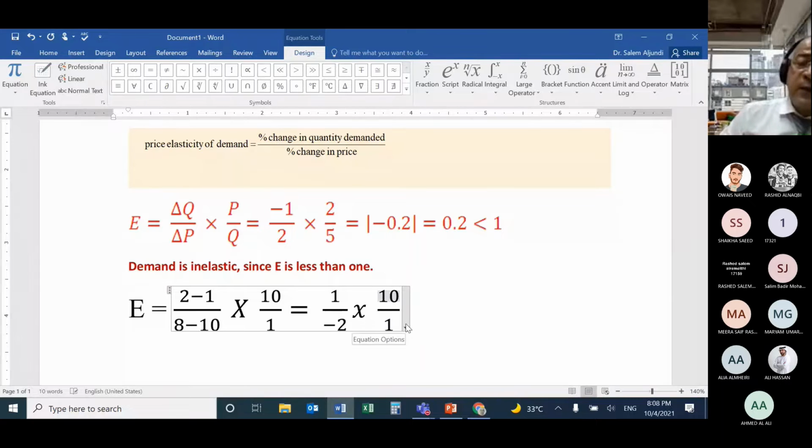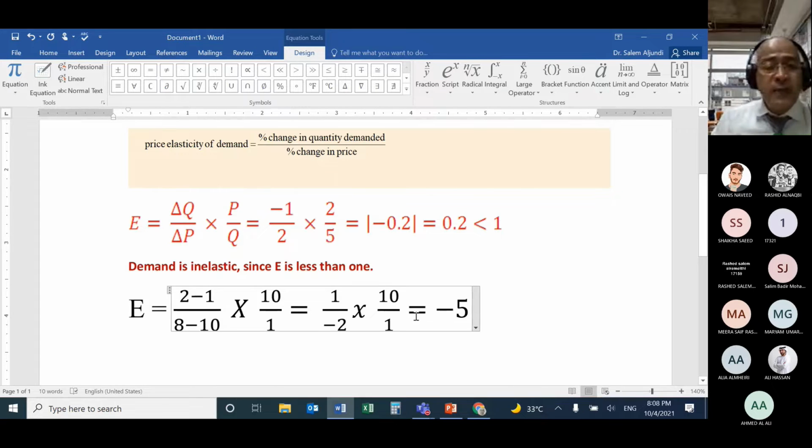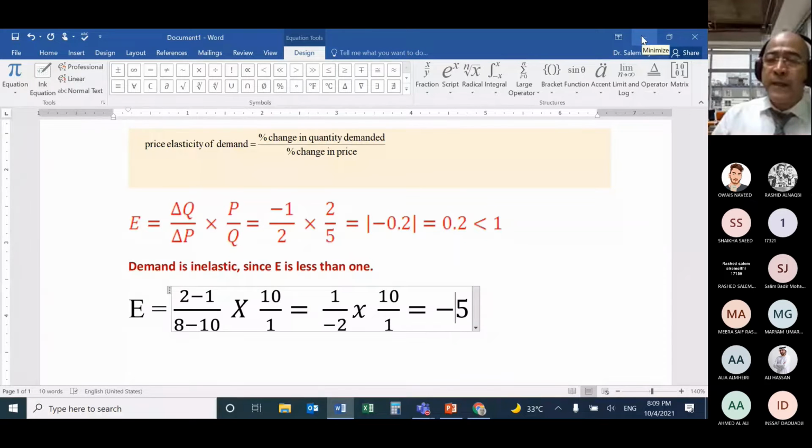So it is equal to 10 divided by 2, it is 5. It is minus 5. Take the absolute value, it is 5. Since 5 is greater than 1, demand is elastic. Why is demand elastic? Because the elasticity is more than 1. So well done.